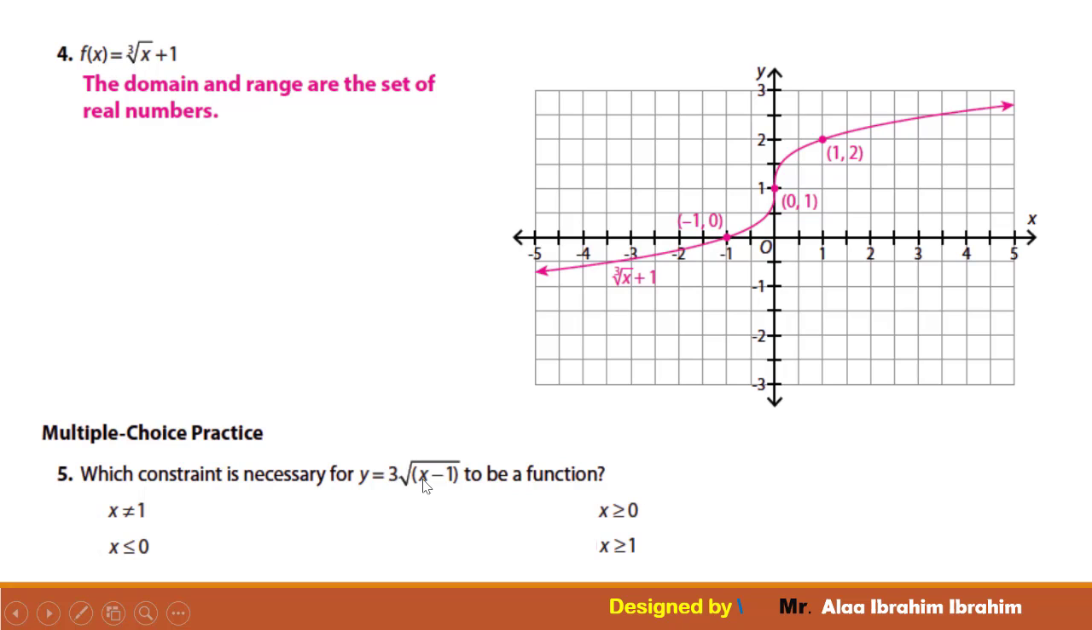This is a square root, this is 3 times the square root. So the square root, you have to make it bigger than or equal 0 because it cannot be negative. So bigger than or equal 0. So plus 1, plus 1, so x will be bigger than or equal 1. So this is your answer.